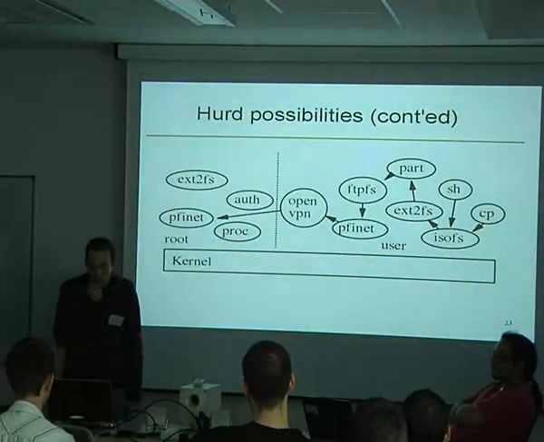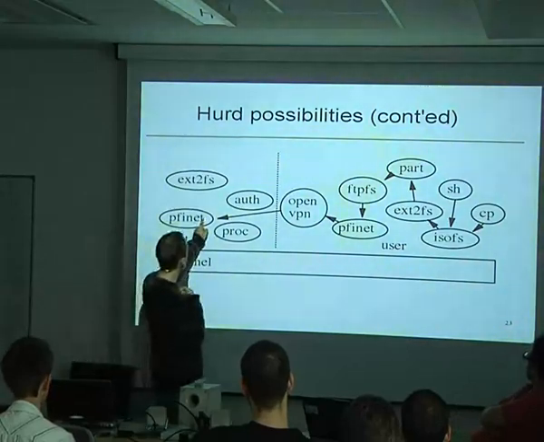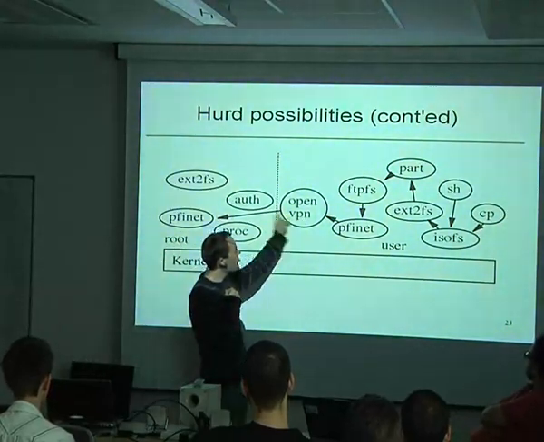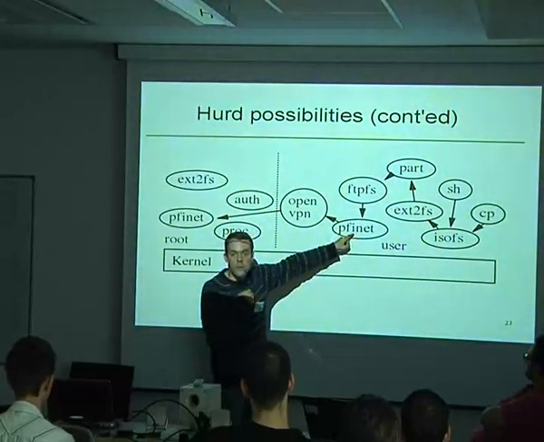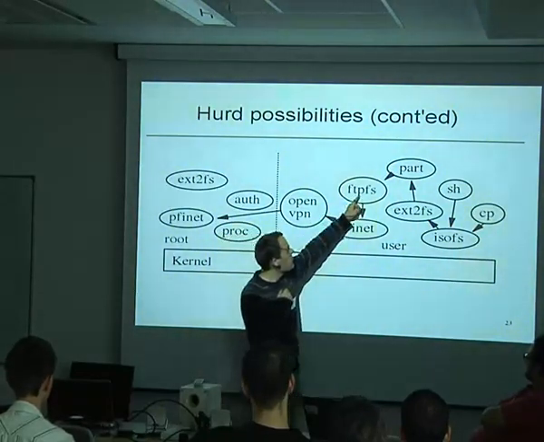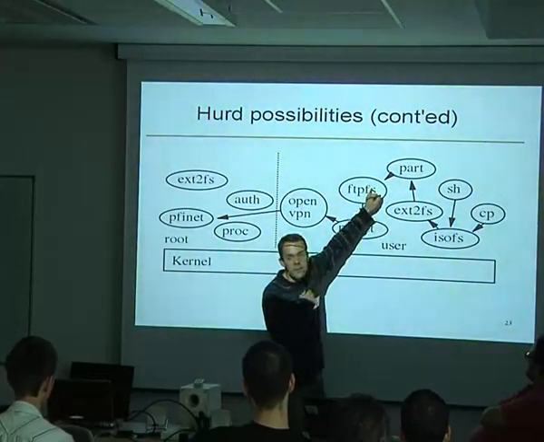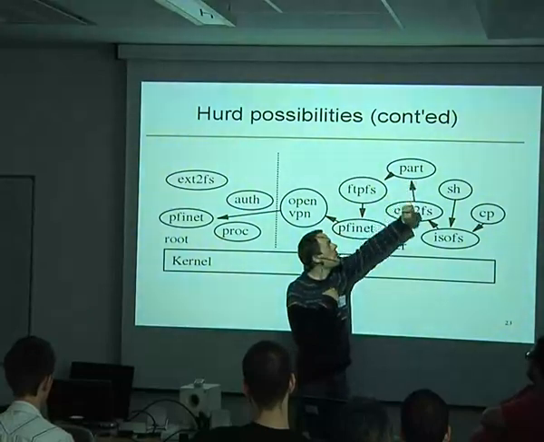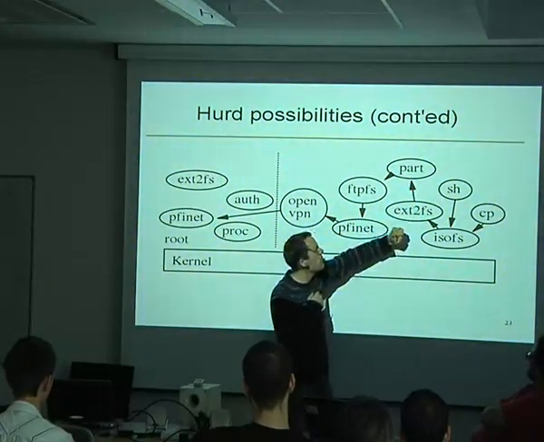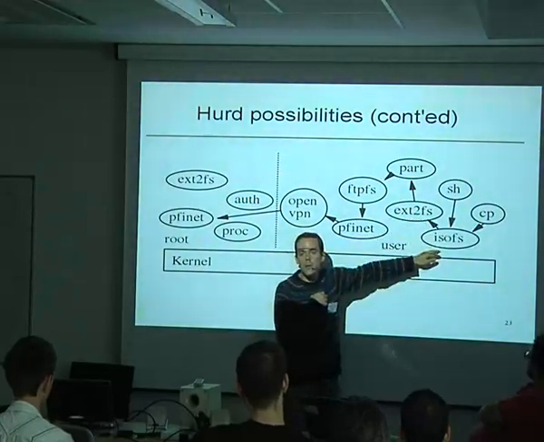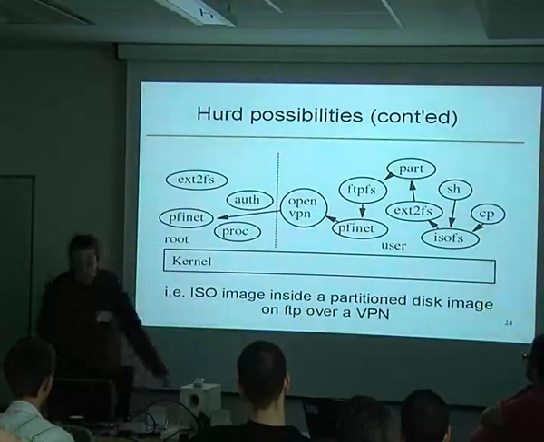Okay. So interesting thing, you could have the TCP/IP stack. You run an OpenVPN over it, and then you run your own TCP/IP stack over the VPN. Run FTPFS, and you get a file, but it is partitioned. So you start a parted translator, and then you get access to the volume in which there is an ISO, and then you open the ISO. It just works.